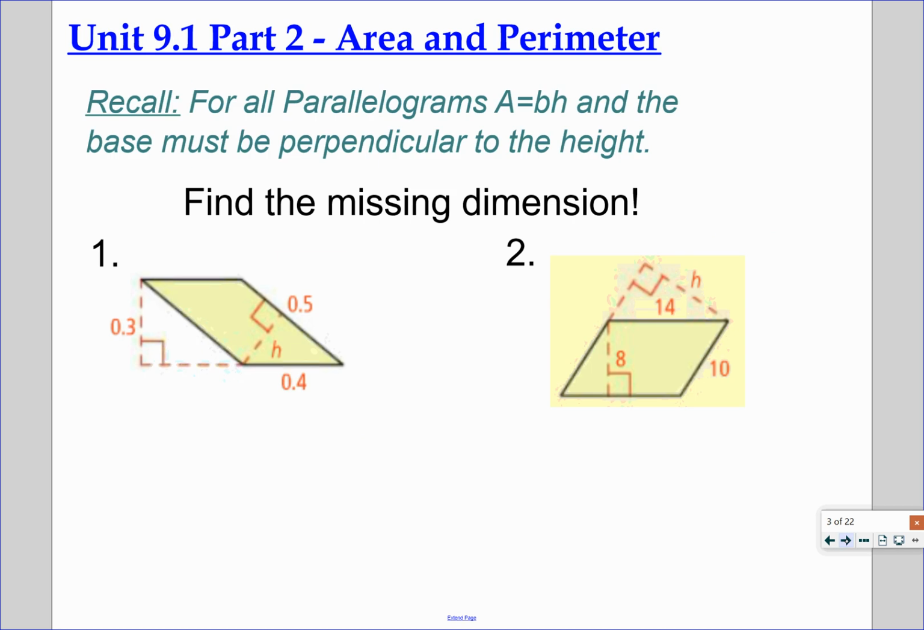Continuing on, let's talk about a parallelogram. So we can still use this area equals base times height. And remember, base must be perpendicular to the height. If you don't remember anything else today, remember that.